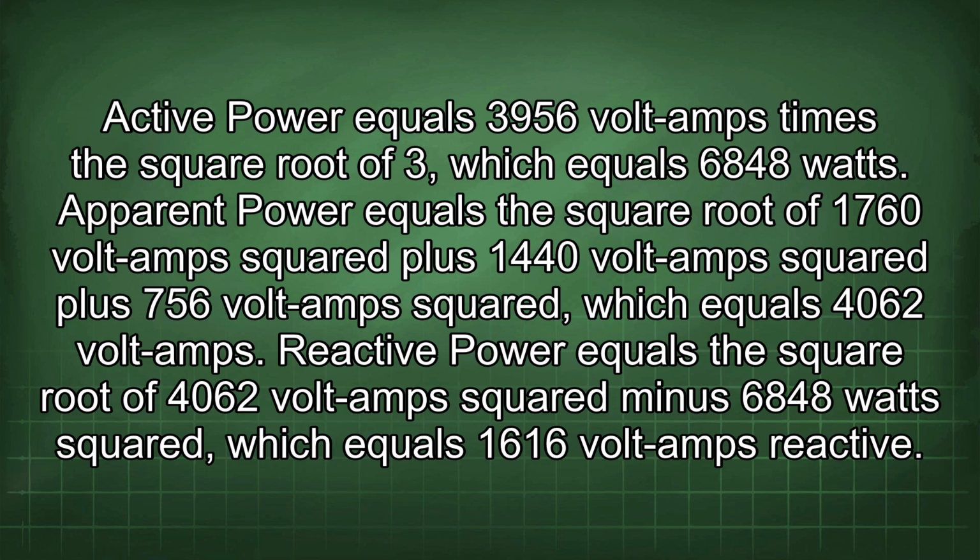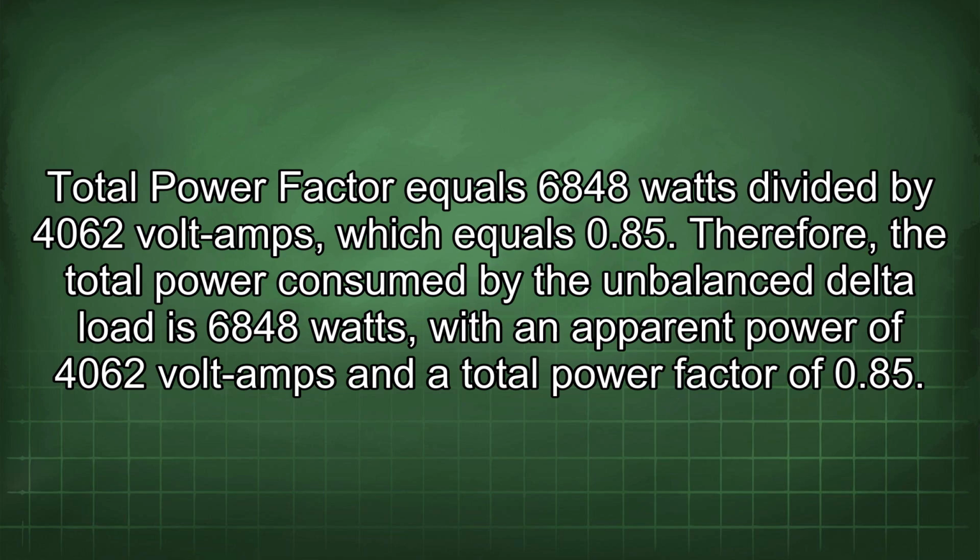Reactive power equals the square root of 4062 volt amps squared minus 6848 watts squared, which equals 1616 volt amps reactive. Total power factor equals 6848 watts divided by 4062 volt amps, which equals 0.85. Therefore, the total power consumed by the unbalanced delta load is 6848 watts, with an apparent power of 4062 volt amps and a total power factor of 0.85.